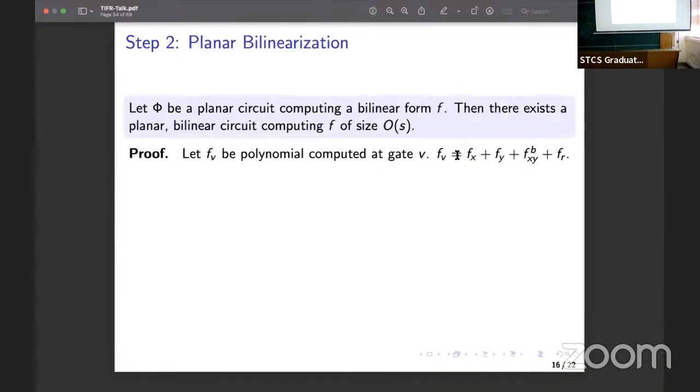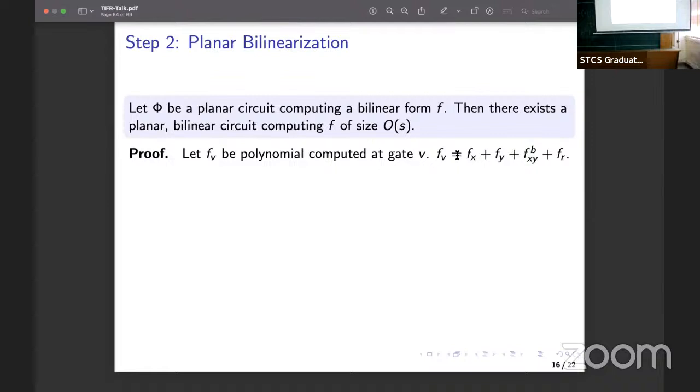Okay, so what we are yet to see is how to bilinearize a planar circuit. We don't know how to bilinearize a formula, but we know how to bilinearize a circuit. The proof of bilinearizing a planar circuit is exactly similar to bilinearizing a general circuit, but let's just go over it since we haven't seen it.